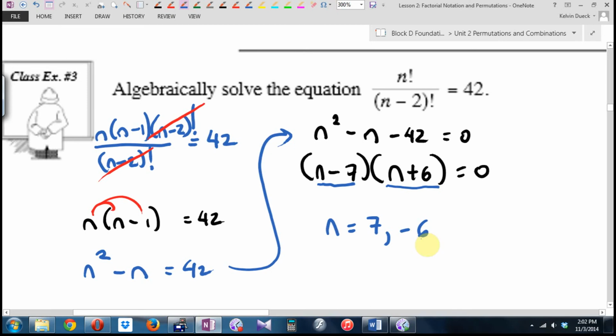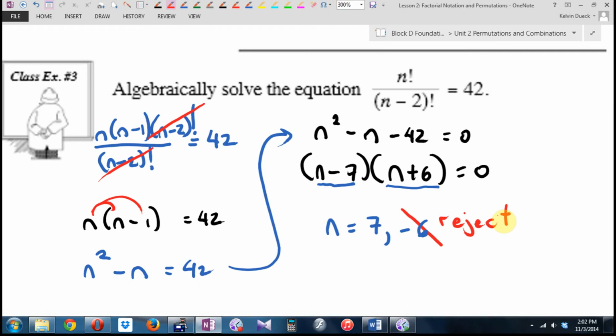Except we have a problem. Factorials don't work for negatives. So we have to reject, much like when Jake asks a girl for a date. Reject. Reject. Okay?